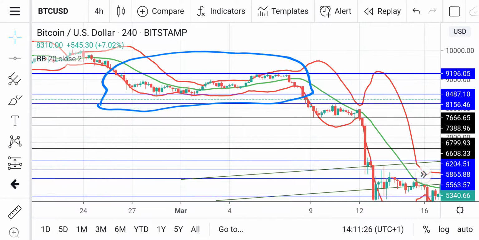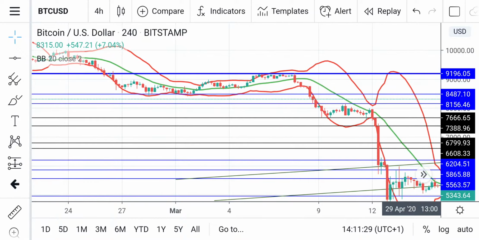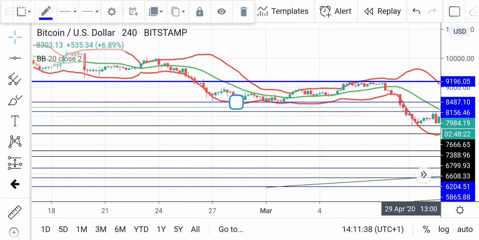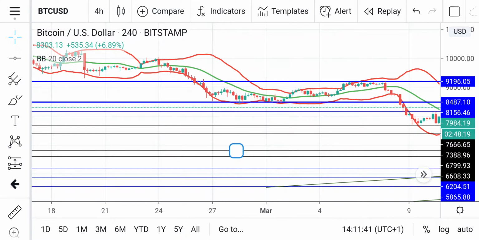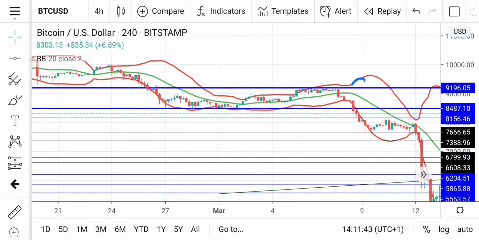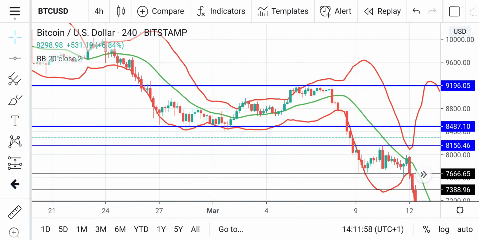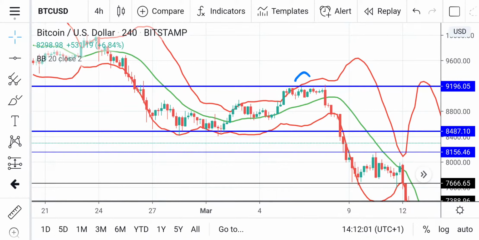So what do you do when you see this kind of thing? You draw your level of support and resistance around the area of low volatility. As you can see, this upper green here is my resistance, and this lower blue here is my support. I have identified the area of low volatility, and you can see my upper band, my middle band, the green one, and my lower band, my support.